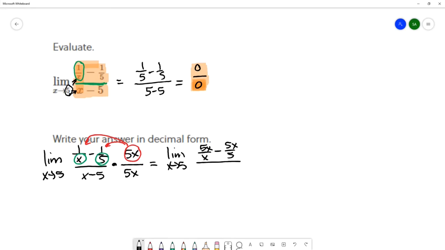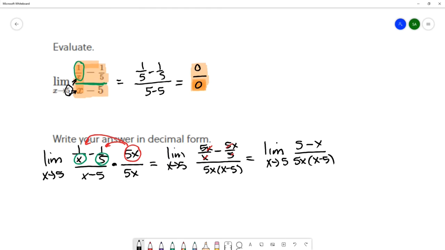And in the denominator, I'll leave this in factored form because I'm hoping that there'll be a common factor to cancel out. We have 5x times (x minus 5). In the numerator, the x's cancel and the 5's cancel. And I have the limit as x approaches 5 of (5 minus x) over 5x times (x minus 5).